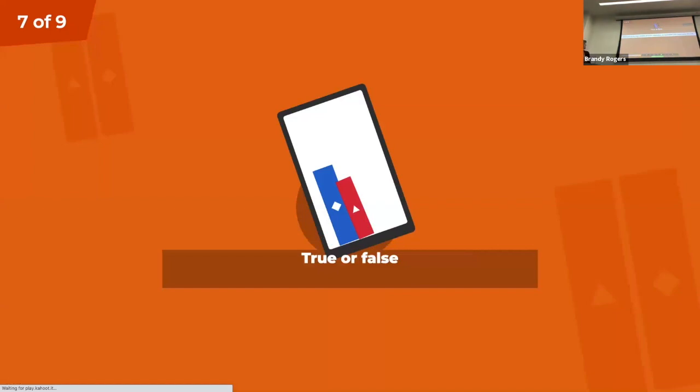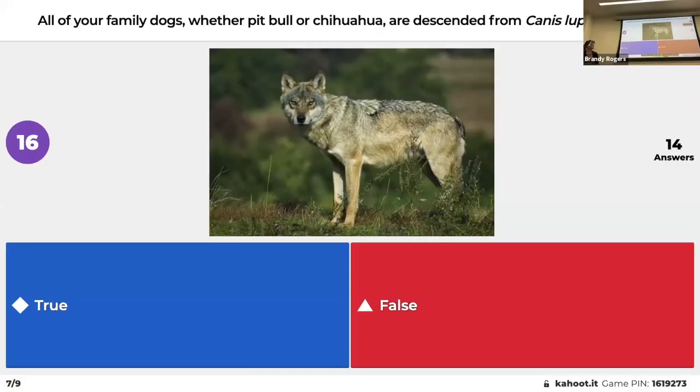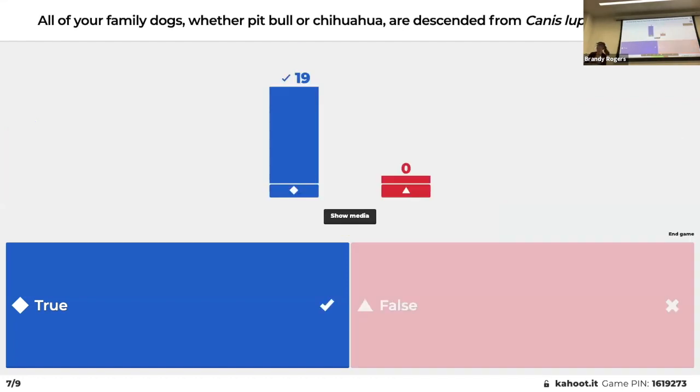All right, true or false? All of your family dogs, whether pit bull or chihuahua, are descended from Canis lupus, the wolf. True or false? We just talked about this. Yeah, good. Next time you go home and play with your dog, think about that.